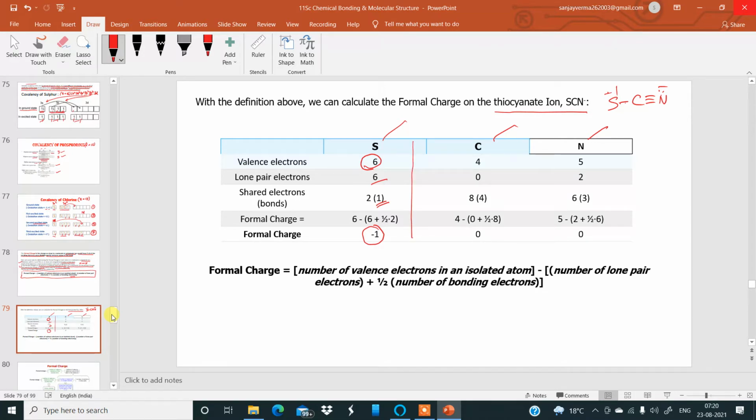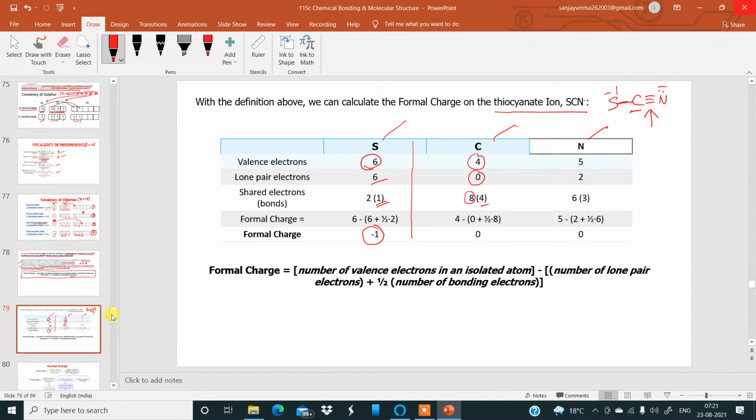Again, for carbon, carbon belongs to group 4A or 14, so the number of valence electrons will be 4. Carbon does not have any lone pair of electrons, so lone pair electrons become 0. This carbon has shared electrons 1, 2, 3, 4, 5, 6, 7, 8. So 8 electrons are shared, and in total there are 4 bonds: 1, 2, 3, 4. So 8 electrons make 4 bonds around it, 1 bond here and 3 bonds over here.